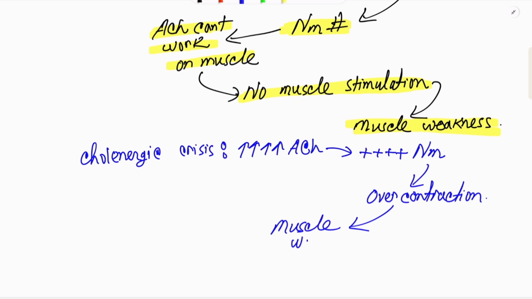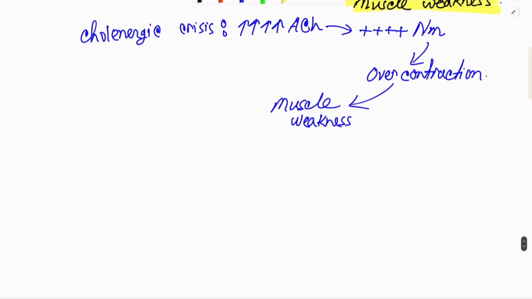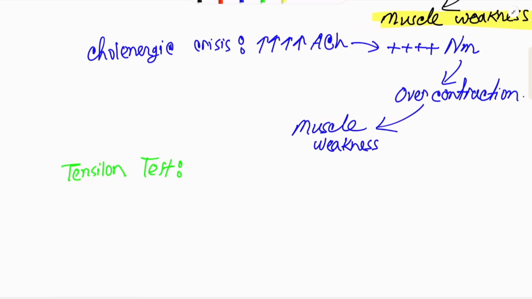So, the clinical features of myasthenia gravis and cholinergic crisis are the same. How to differentiate between them? There is a test called tensilon test. This is very important for viva. Which drug is used for tensilon test? That is edrophonium. We have discussed edrophonium, which is a water soluble drug, before.